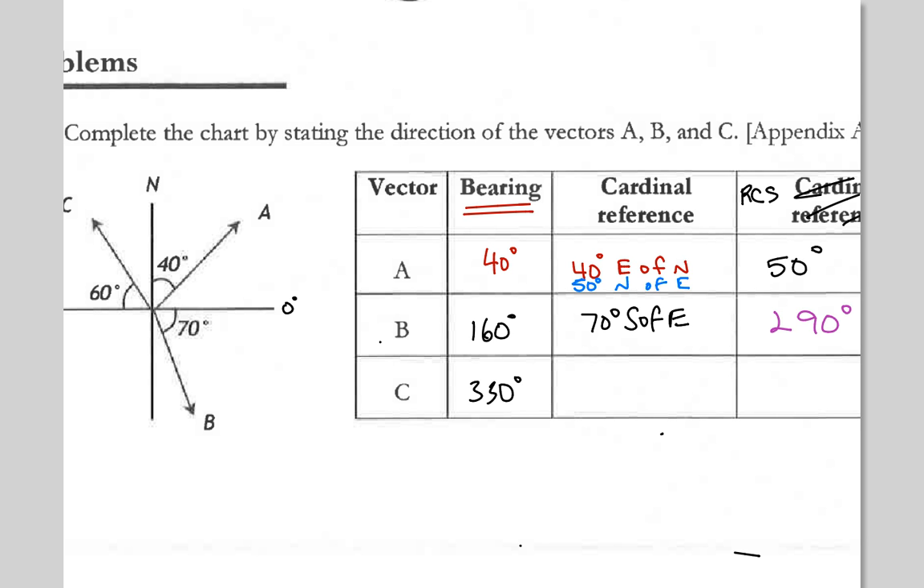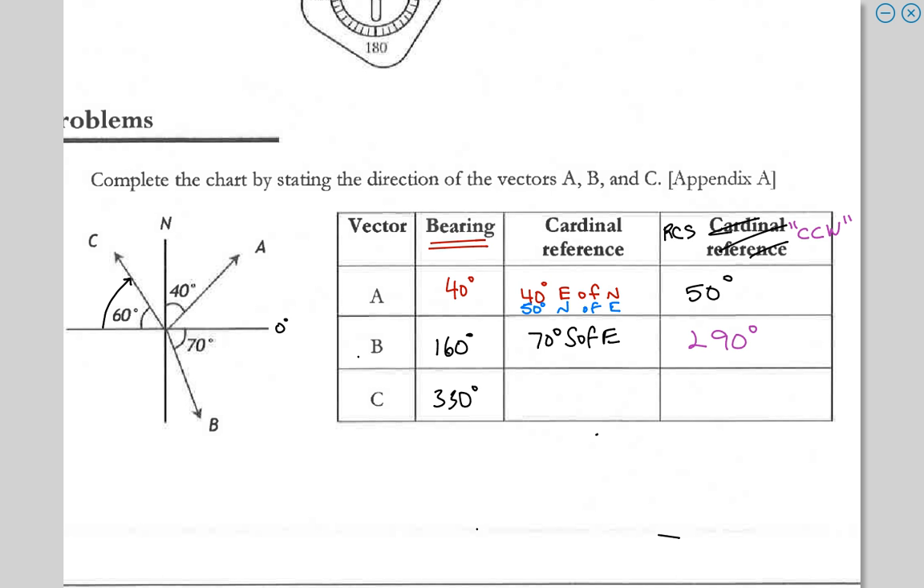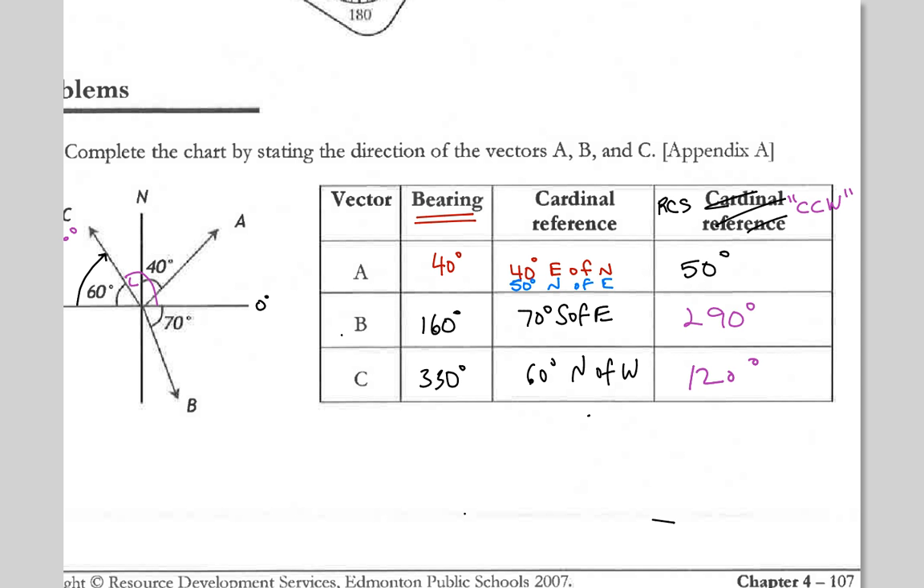Okay, now for cardinal reference, this 60 would be north of Vancouver, right, north of west. North of west, and the number is 60. Okay, and for the RCS, for 60 there, start at 0, and you go, I'll use purple, all the way to there, and then stop. So it's 180 minus 60, which is, help me, 120, thank you.